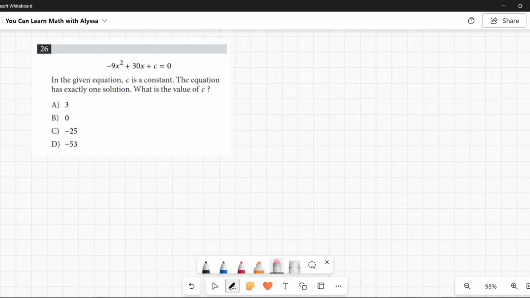Number 26, 9x squared plus 30x plus c equals 0. In the given equation, c is a constant. The equation has exactly one solution. What is the value of c? All right. A quadratic equation like this can have two solutions, one solution, or no solution.